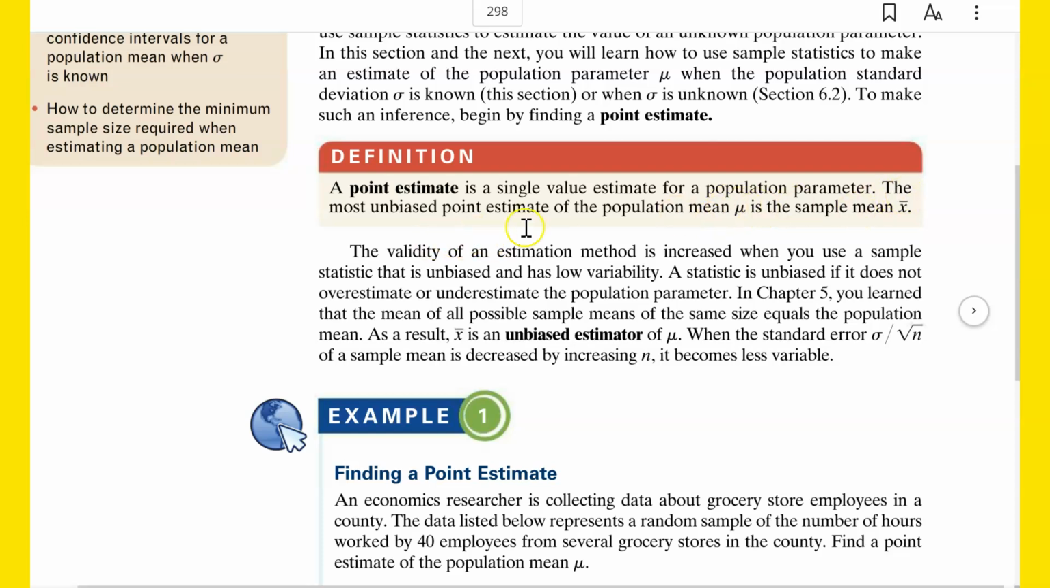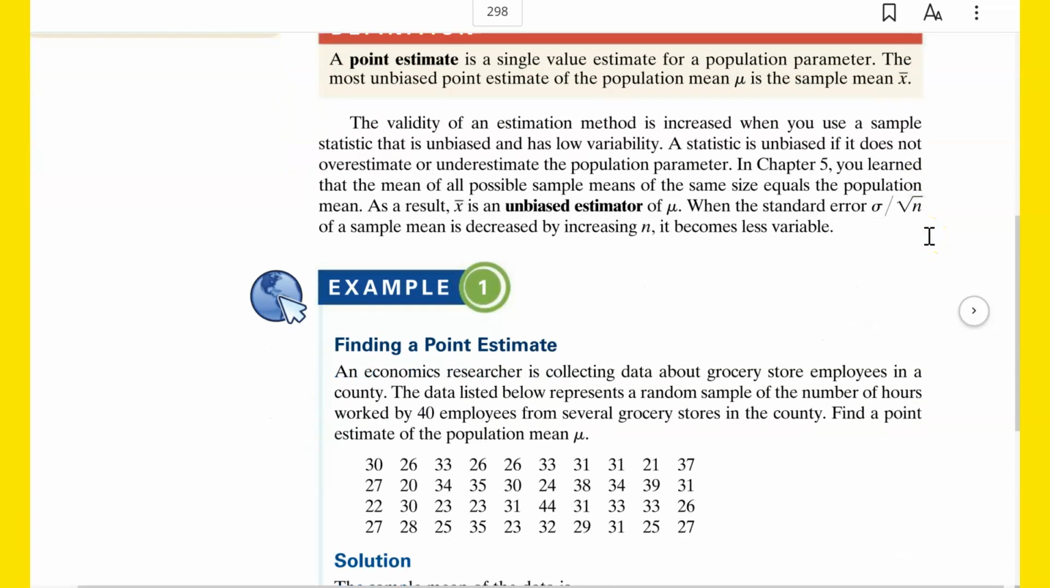The most unbiased point estimate of the population mean mu is the sample mean x bar. So it's kind of what I was saying before. We get the mean of our sample of guys, and that's called x bar because it's not the true population mean, we call x bar the sample mean. The true population mean, Greek letter mu, is going to be estimated based on that sample mean x bar. X bar is our point estimate. It's the single value estimate for the population parameter.